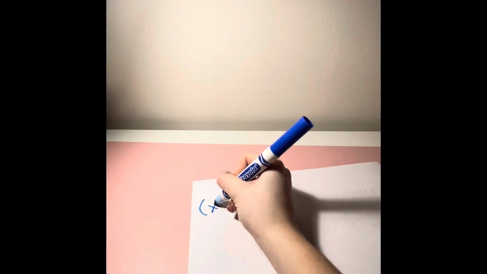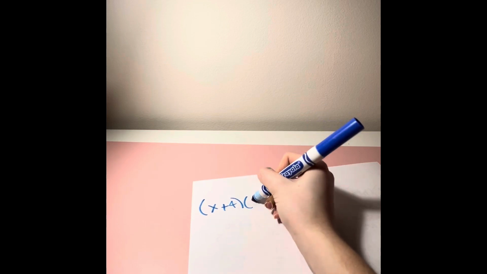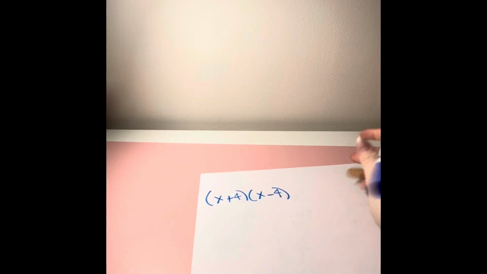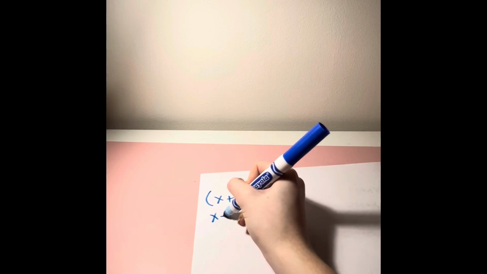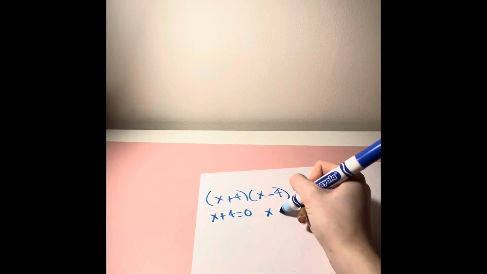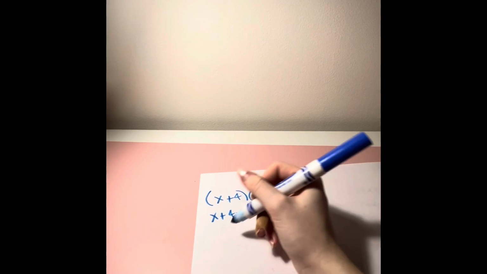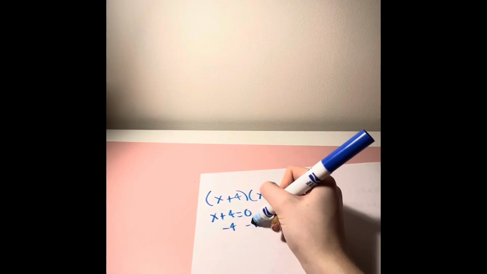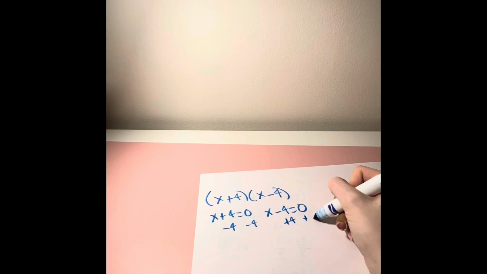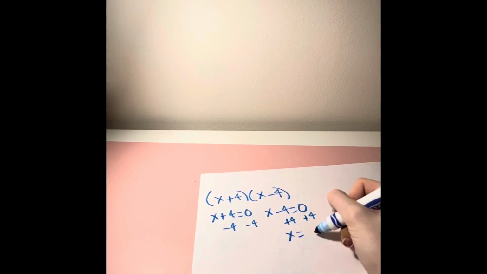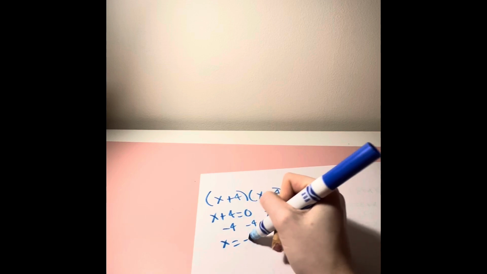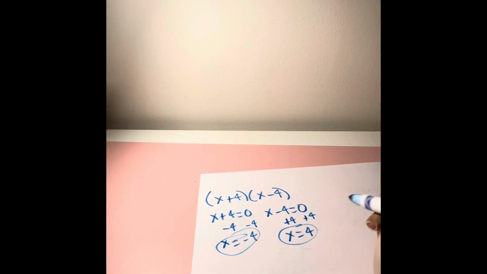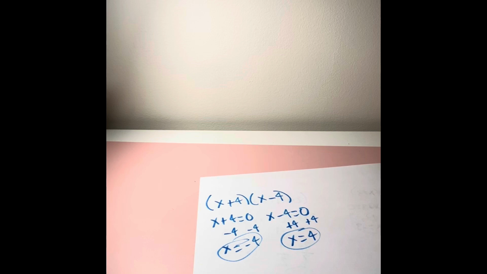Alright, and we've got our last one, which we had x plus 4 and x minus 4. So we're going to do the same thing again. X plus 4 equals 0, and then x minus 4 equals 0. We're going to minus the 4 over here, but then we're going to add the 4 over here. So then it leaves us with x equals -4, and then x equals 4, and those are our solutions for this one. And that is how to find the solution in a factored quadratic.